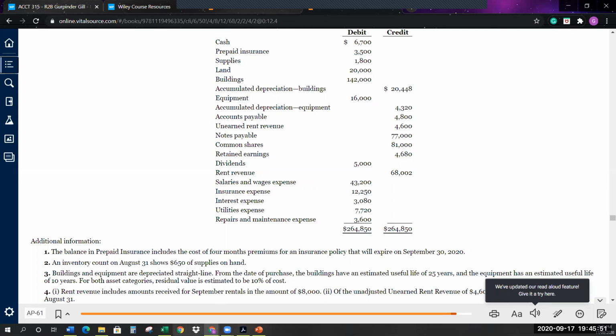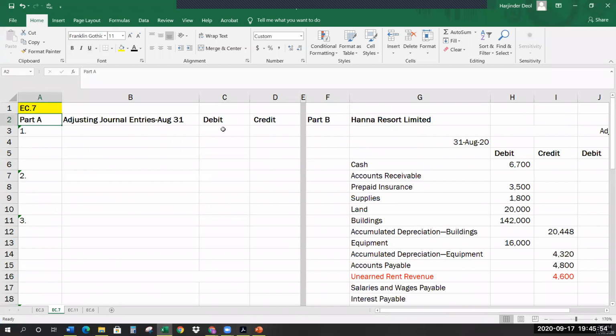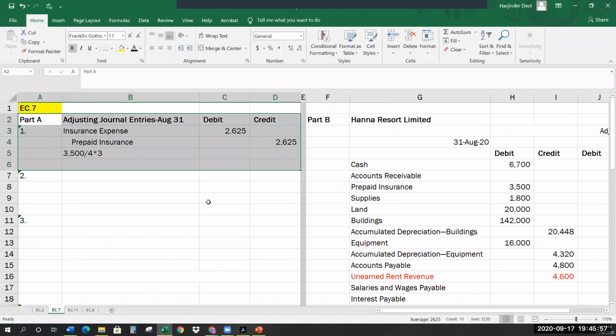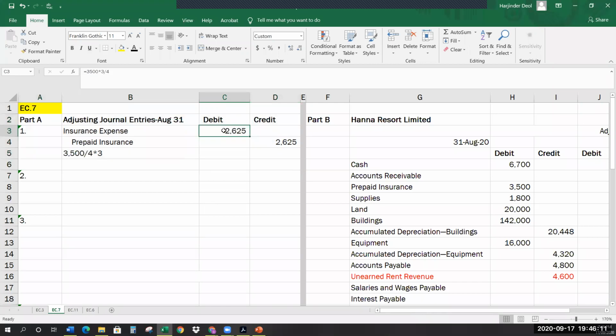So $3,500 divided by 4 times 3 months. You multiply by 3 because this is the 3 months that have gone by, but the total was 4 months. So I divide that by 4 to get my monthly, and then I multiply that monthly by the 3 months that I need to account for. You can do it in so many different ways. It's just math.